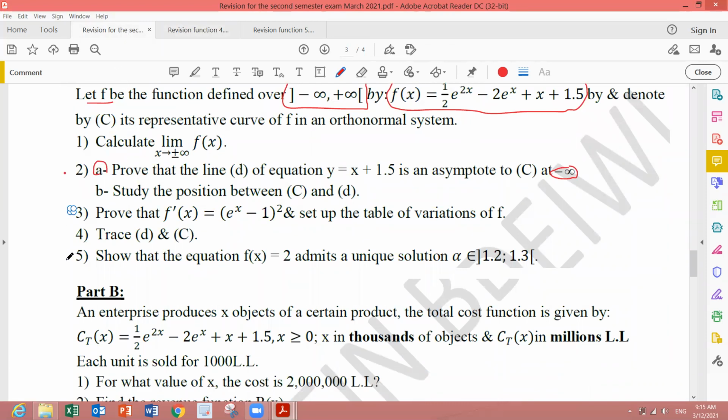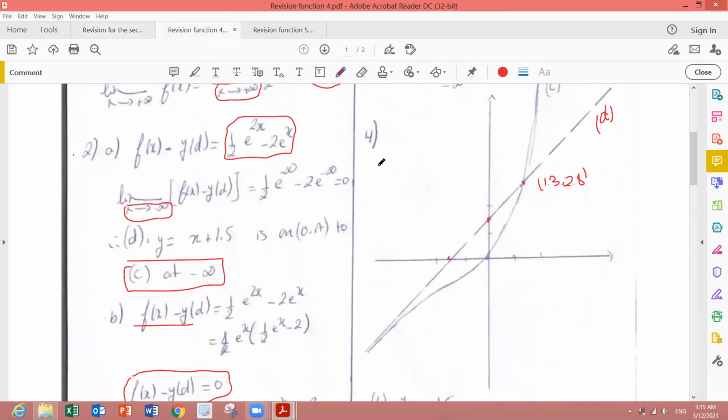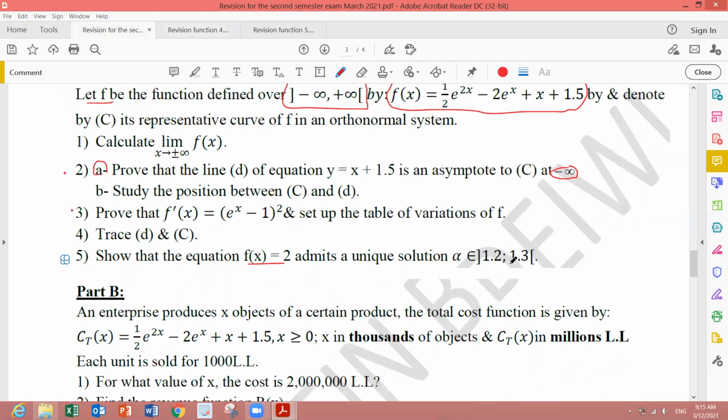Part 5: show that the equation f of x equals 2 admits a unique solution alpha between 1.2 and 1.3. Graphically, this is f of x equals 2, this is y equals 2. The line y equals 2 cuts C at one point. To verify this point is between 1.2 and 1.3, I find f of 1.2 should be less than 2, and f of 1.3 should be greater than 2. One of them is less than 2, and one is greater than 2.